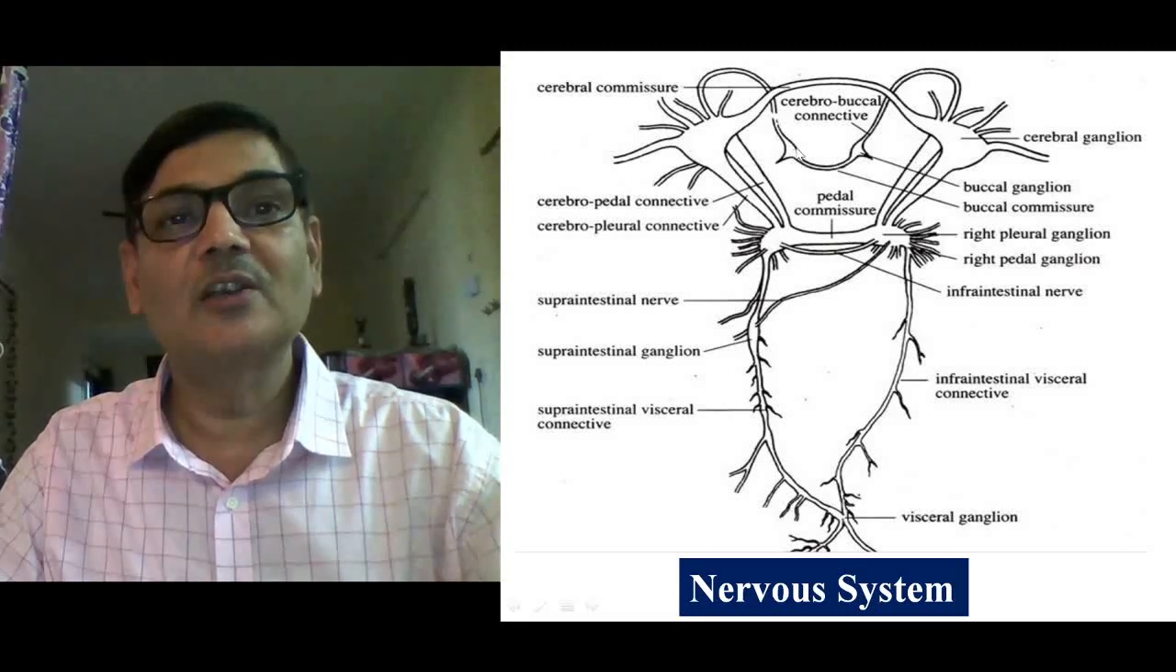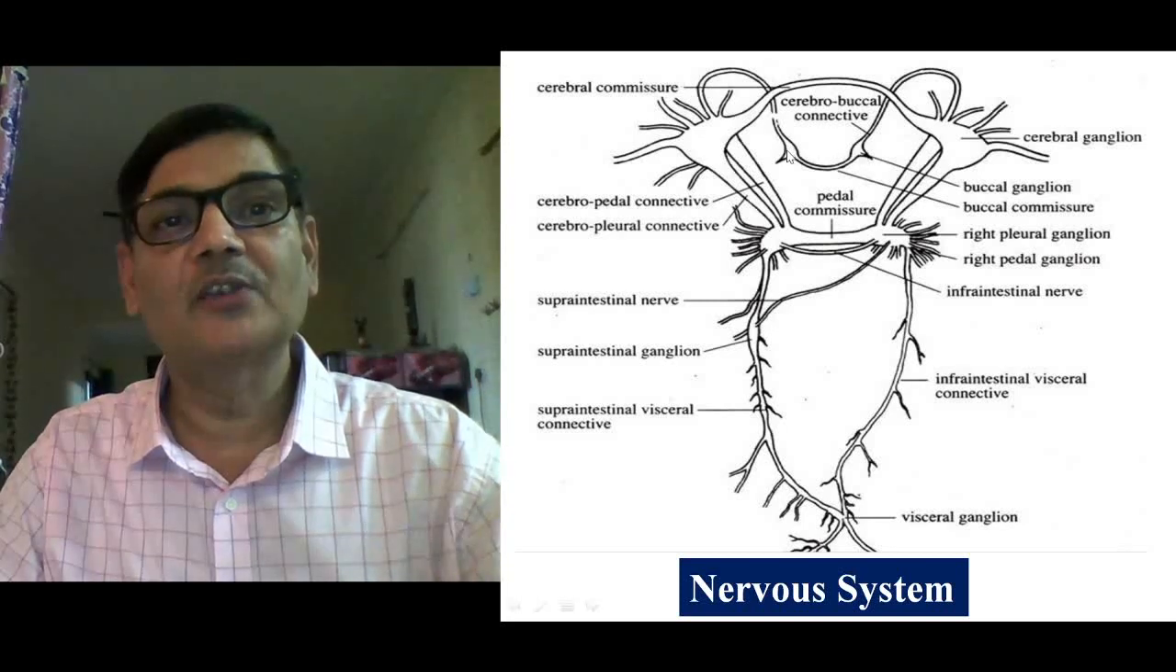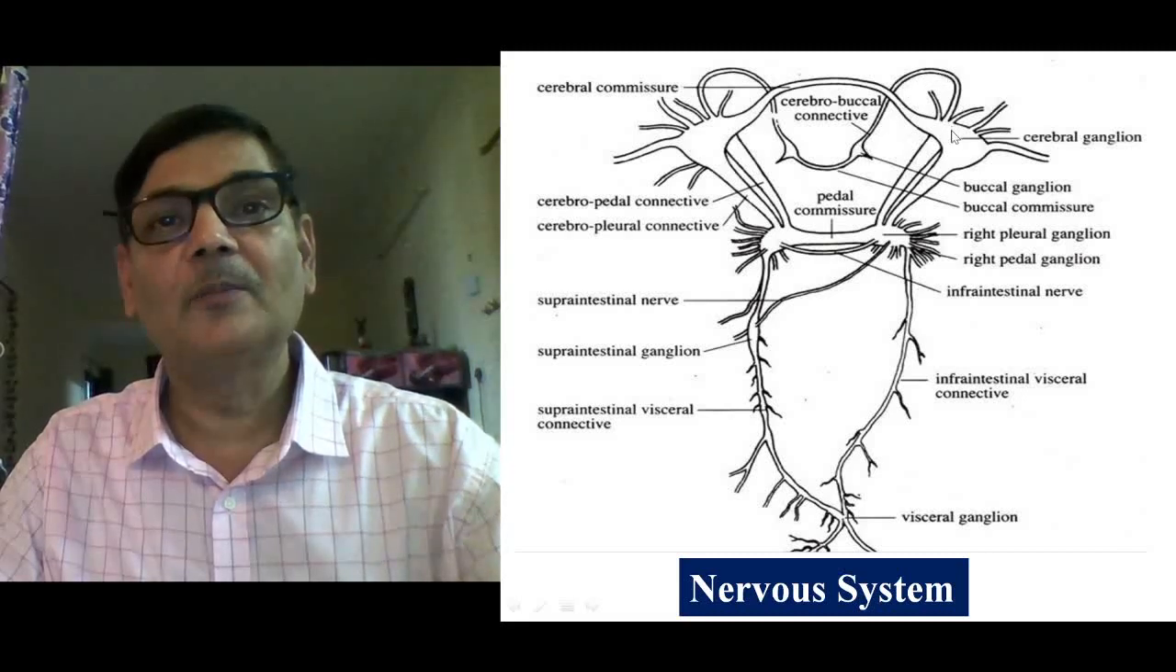On the dorsal side of its buccal mass, there will be a small ganglia referred to as the buccal ganglia. So this is the left buccal ganglion, this one is the right buccal ganglion, and both are connected by the buccal commissure. The buccal ganglion of one side will be connected with the cerebral ganglia of its respective side. So see here, if this is the left side, then the left buccal ganglion is connected with the cerebral one, and the nerve connecting it will be the cerebrobuccal connective.